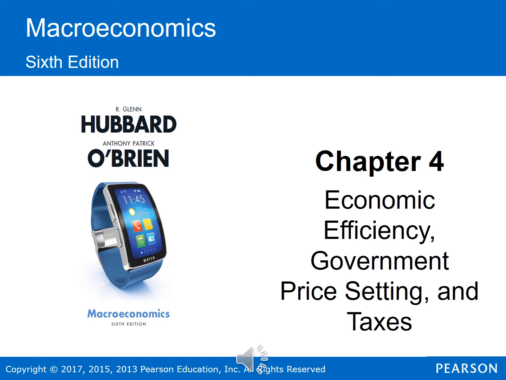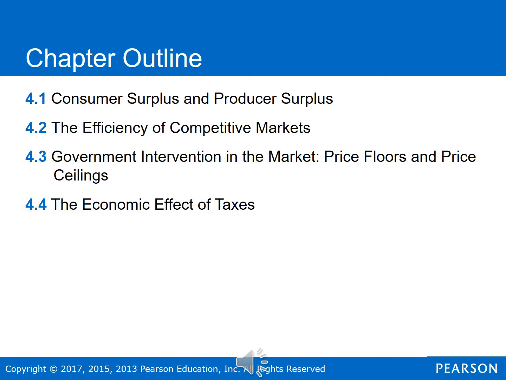Now we're going to begin Chapter 4, Economic Efficiency, Government Price Setting, and Taxes. This chapter will be broken up into 4 sections and into 3 presentations that you'll see on Blackboard. The first section is Consumer Surplus and Producer Surplus. So we'll explore the ways that both producers and consumers make themselves better off through market transactions.